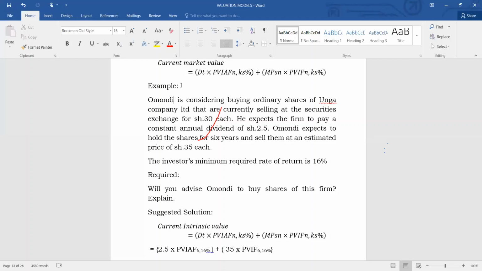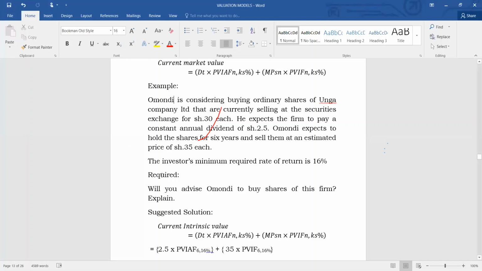Intrinsic is the fair value of the shares. It is a theoretical or a fair value of the shares. So how then do you compare the intrinsic with the current market value? We should be able to tell whether these shares are overpriced or underpriced by the market forces. Already we know the current market value. If you look at the question, it says, currently selling at 30 shillings each. That's the current market price. So what we need to establish is the current intrinsic value, and then we can compare.